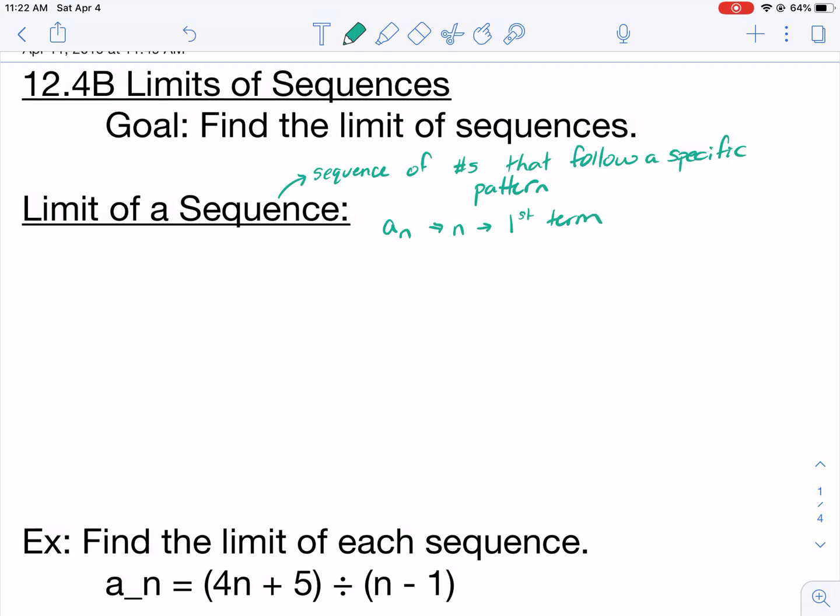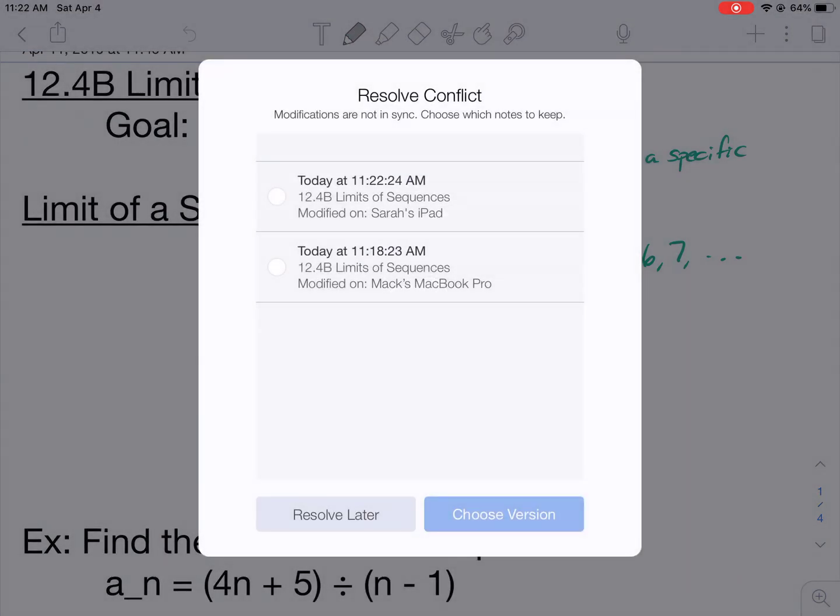It could be like 1, 2, 3, 4, 5. That's a sequence because my pattern, I'm adding 1 every single time. My first term is 1. So those aren't very creative. If I was finding the limit of that sequence, you can tell as I'm approaching infinity, I'm just going to be increasing without bound, so this limit doesn't exist. I specifically want to be working with limits that are converging, so they're approaching that horizontal asymptote.